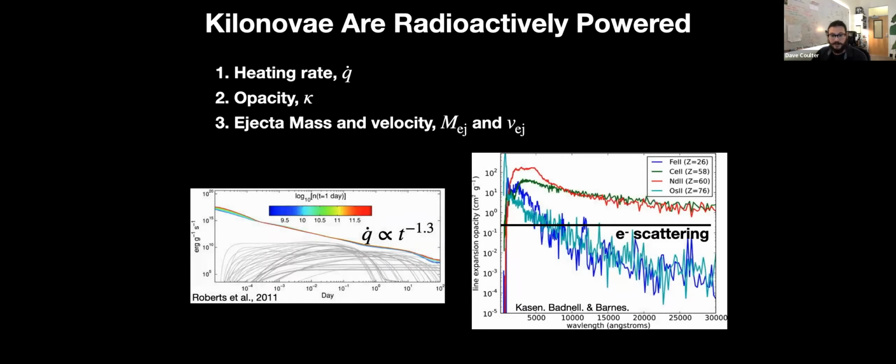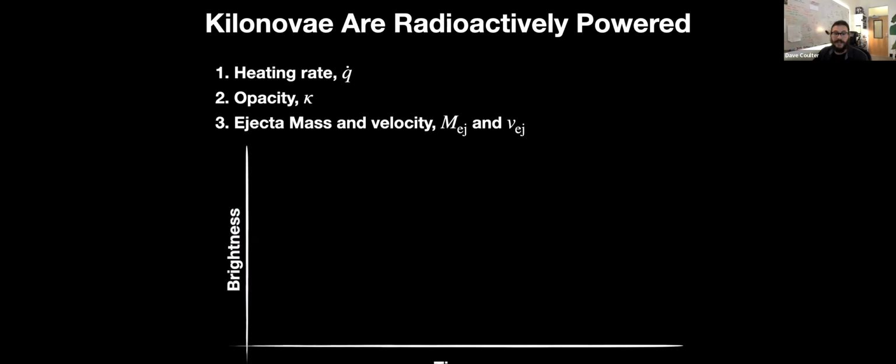Lanthanides also have incredibly high opacities. So in this next plot, you're seeing wavelength versus opacity, and the blue and the teal are iron group elements whose opacity declines pretty rapidly as you get into the mid-infrared, where lanthanides, the green and the red curves, remain fairly opaque. And the consequence of this is the behavior of these light curves.